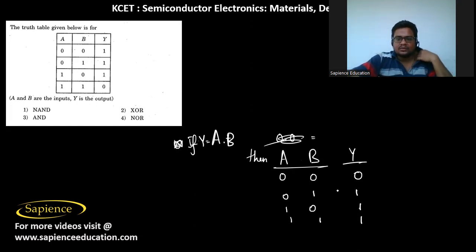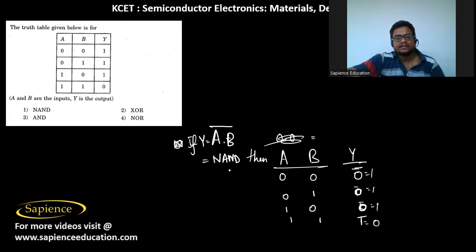So 0 and 1 is 0, 1 and 0 is 0. So simply the output is the opposite of this. So it is the not of this thing. So if we take this as y, then not of 0 will be 1. So it means that y is acting as a NAND gate. It is the truth table for NAND gate. So option 1 is the correct answer.